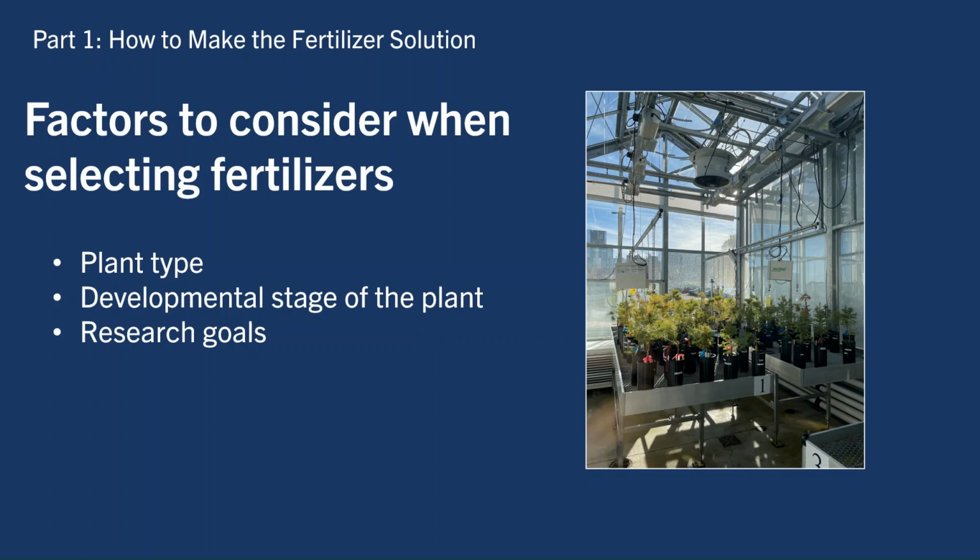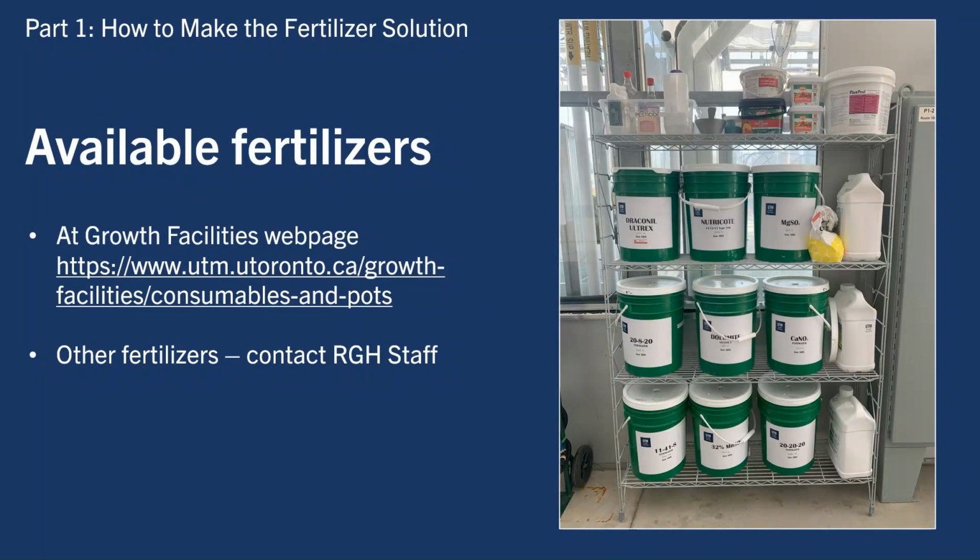Choosing the right fertilizer solution will depend on the plant type, the plant development stage, and your research goals. There are plenty of available fertilizers in the UTM research greenhouse that you can select from, such as NitroCrope photographed on screen. If you have any questions or need to obtain more information about the composition, instructions, and safety data sheet of the readily available fertilizers, visit the Consumables and Pots page on the UTM Growth Facilities website or contact RGH staff.